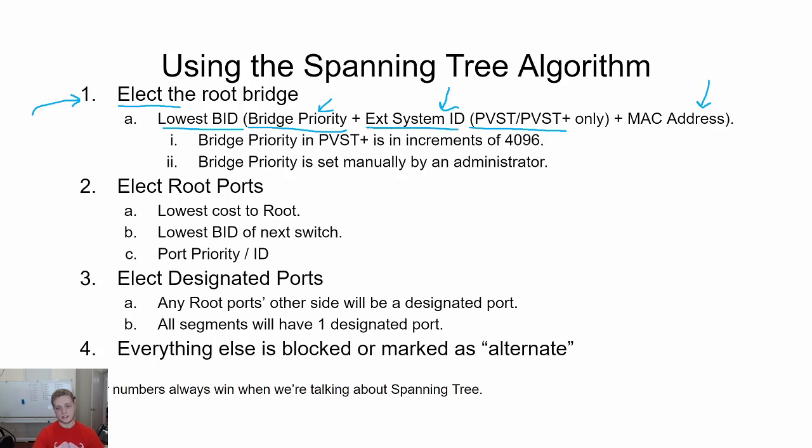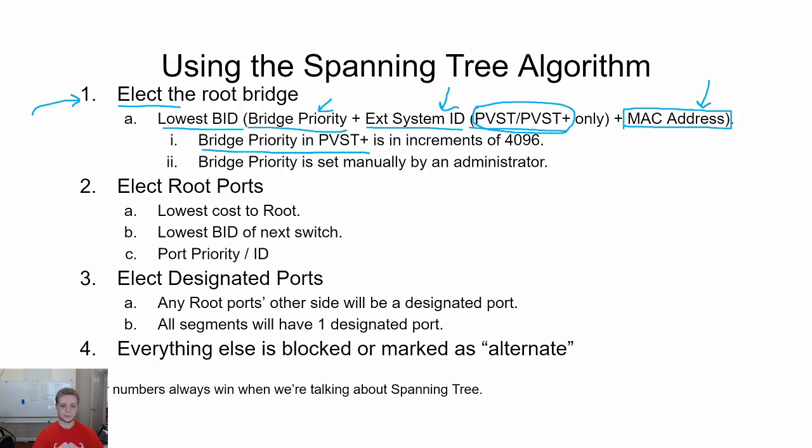Now, the extended system ID is just for PVST/PVST plus. Keep in mind that this is a Cisco only technology, so it's only going to be relevant in Cisco switches. But that extended system ID is going to give us the difference between which VLANs it is. So we're going to be able to know what VLAN it's in based on that extended system ID. And then the MAC address is a tiebreaker if everything else is the same. MAC addresses are unique to every switch. Therefore, there will never be 2 identical MAC addresses. There will always be a tiebreaker.